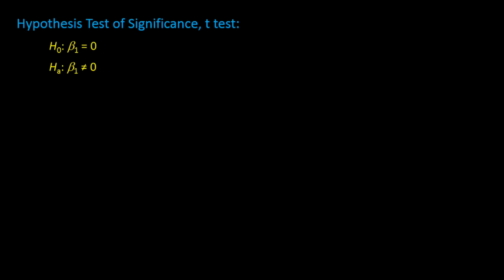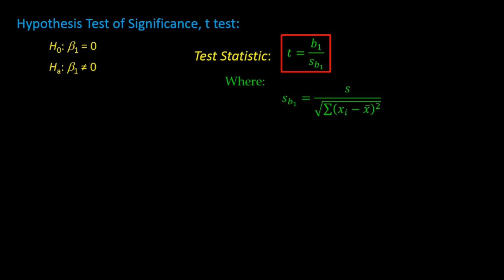If we find evidence to support the alternative hypothesis that the slope is not equal to 0, we can conclude that there is a linear relationship between x and y. Since we do not know the value of sigma for this distribution, we will be using a t-test, and the test statistic would be b1 over sb1, where sb1 is the standard error for the slope. To calculate the standard error for the slope, sb1, we use this formula.